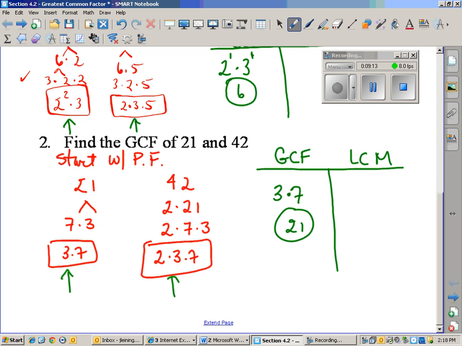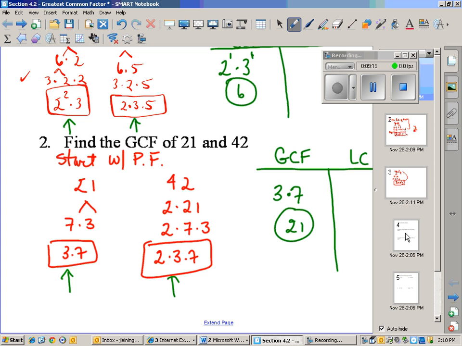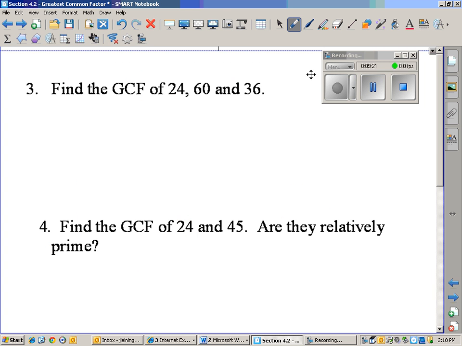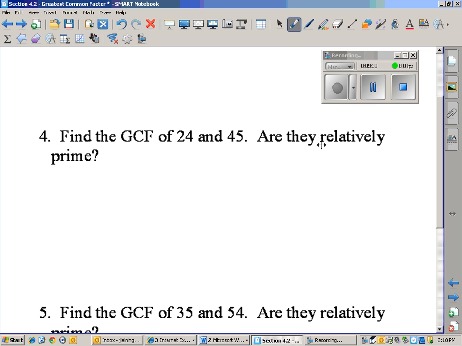Pretty easy, right? So I want you to try number 3 on your own. You can wait until the video's over if you want, or you can pause the video and do it now. But you'll be doing number 3 on your own. And we're going to skip down to number 4 because I want to talk about this idea of relatively prime.